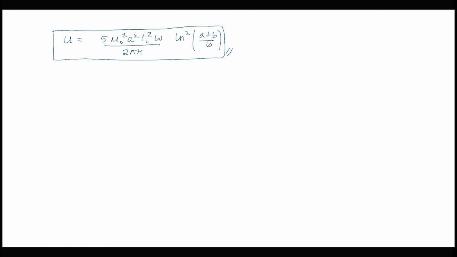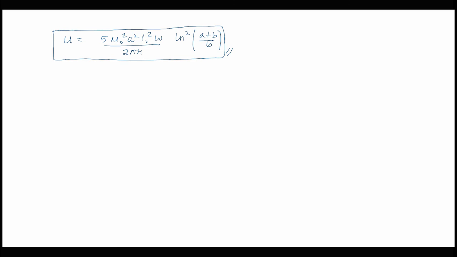the value of heat energy developed in this circuit, which is written as 5 times mu naught square a square I naught square omega upon 2 pi r, ln square of (a plus b) by b. So this is the expression which we attain on integrating cos square omega t from 0 to 20 pi by omega.